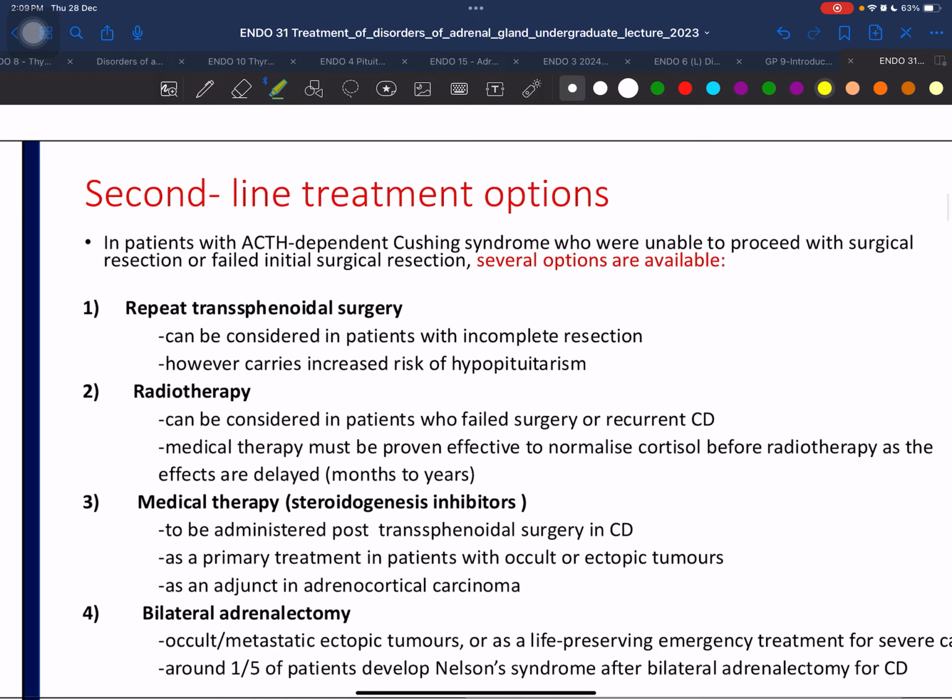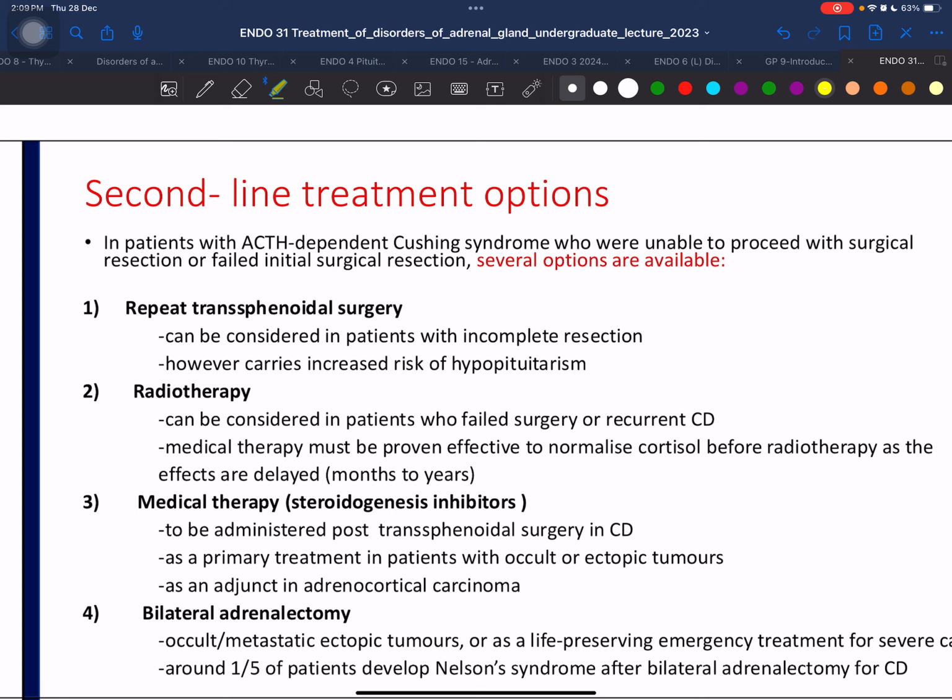If surgery cannot be done for these patients, what are we going to do? So, in patients with ACTH-dependent Cushing syndrome who are unable to proceed with surgical resection or their initial surgery failed due to whatever reasons, operation problems, patient had a lot of comorbidities, were unfit for surgery, etc. Now, there are several options which are available.